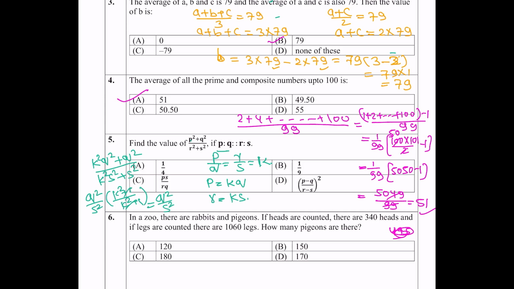Now for each option we have to check which value is equal to q square by s square. So if I check option D, in place of p we substitute the value k q minus q, upon, in place of r, k into s minus s, whole square. If I take q as common, due to the square it will become q square upon s square, and here we have k minus 1 upon k minus 1 whole square. So it cancels out. We are getting the value q square upon s square, which is the same as what we obtained for this value. So here the correct answer is option D.